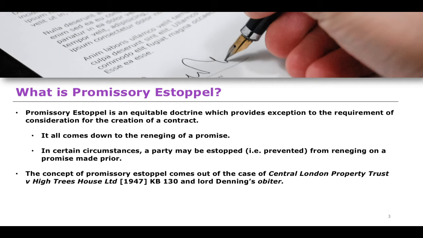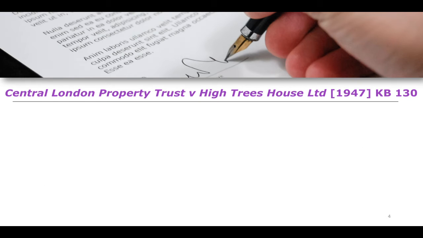It all comes from the case of Central London Property Trust versus High Trees House Limited from 1947. Specifically, it comes out of Lord Denning's obiter in this case. So we will talk about this as we go through the case, look at the facts of the case, and look at what the obiter actually suggests.